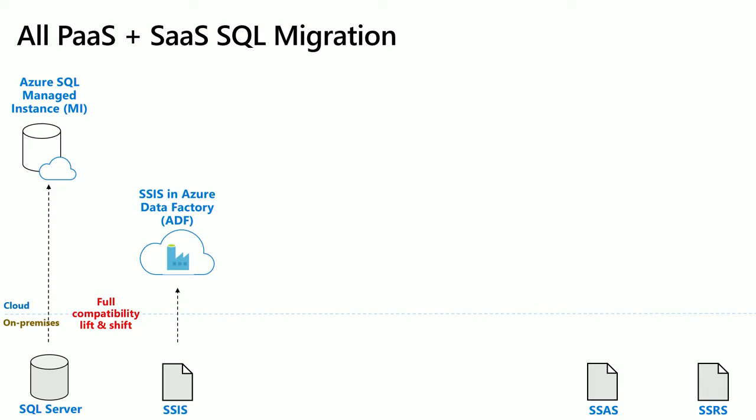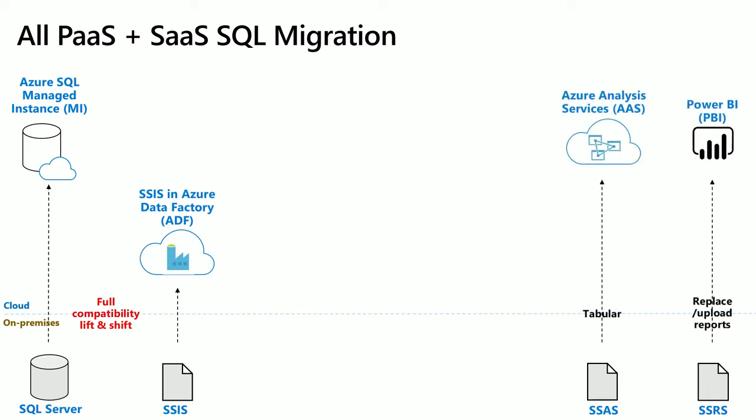For the database engine, the recommended solution is Managed Instance. Managed Instance is essentially a variant of Azure SQL Database that provides almost 100% backward compatibility with SQL Server on-prem. And SSIS in ADF also provides close to 100% backward compatibility for SSIS on-prem. Once you do the full compatibility lift and shift, you can do either a partial lift and shift or a complete replacement.